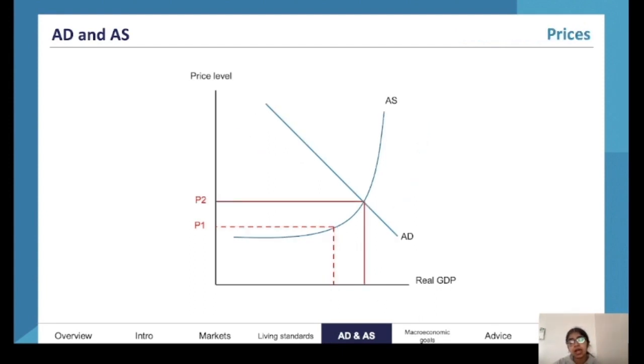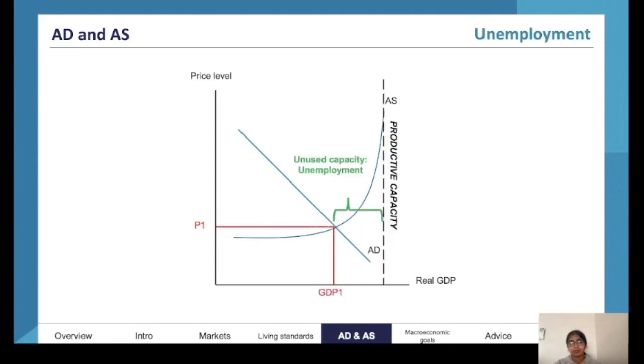Prices, so let's say demand goes up, prices will also go up for the same reason. Demand goes up, there's a shortage at the old equilibrium. This causes producers to increase the general level of prices, creating a new equilibrium at a higher price, and this literally means that there's inflation. Unemployment is all about spare capacity. Remember, aggregate supply, this vertical dotted line is our productive capacity, right? Until we get to our productive capacity, we are going to have spare capacity. This unused capacity that we have is our unemployment.